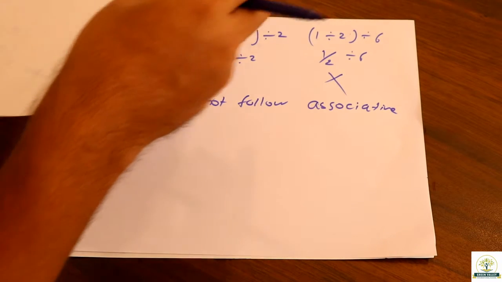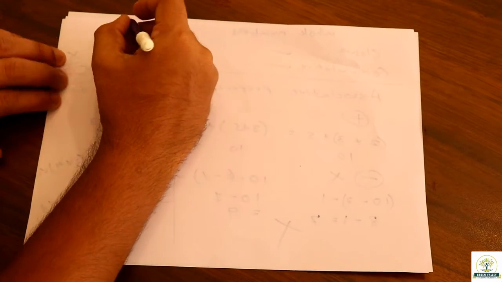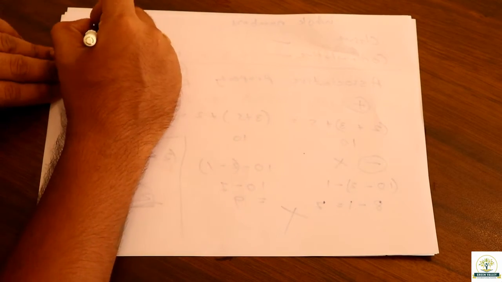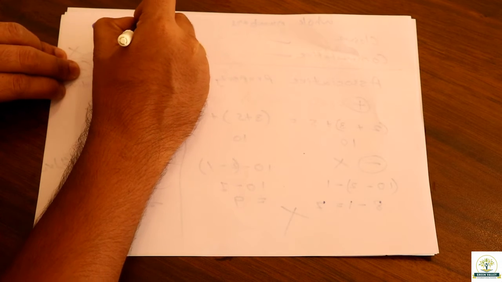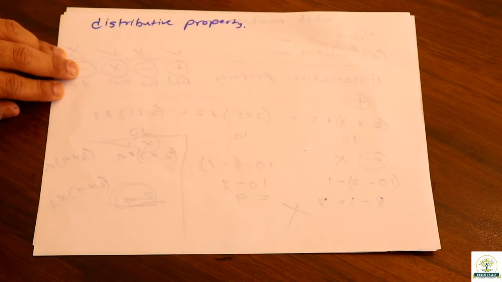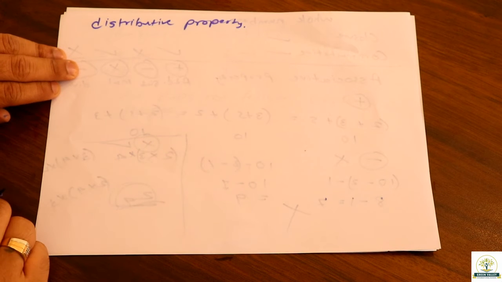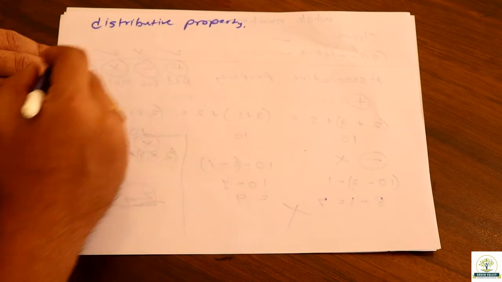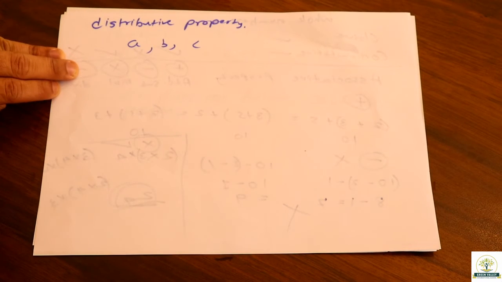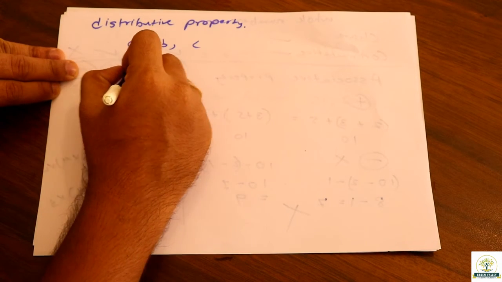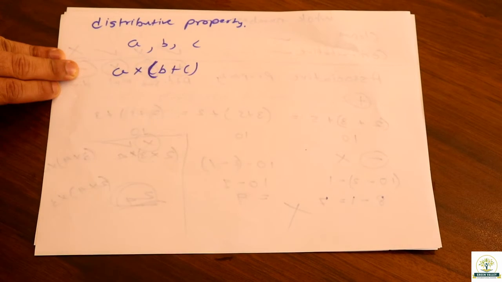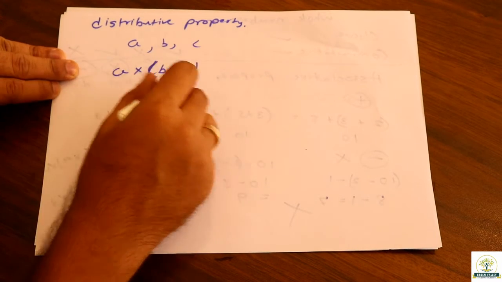Now there is something called distributive property. As the name suggests, there will be a distribution of something. Something means a number here in whole numbers. Suppose A, B and C are three whole numbers. If the operation is like this, then it can be solved as follows.